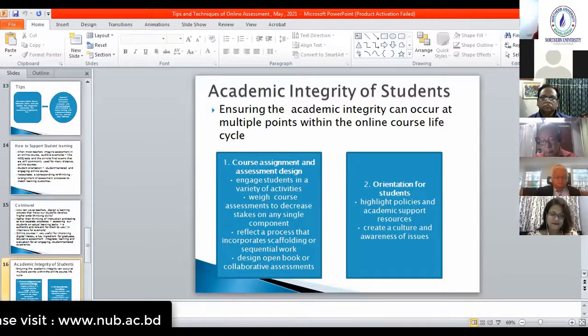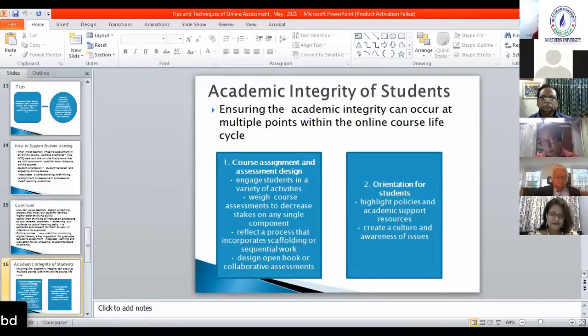Reflect a process that incorporates scaffolding or sequential work. So when we talk about that, how do we sequence this? How do we sequence this from the lower order to the higher order, so that they are able to go from strength to strength, from lower order to the higher order ones? Design open book and collaborative assessment. That is what we are doing as of now. How are we doing it? We are absolutely designing the open book and collaborative assessments.